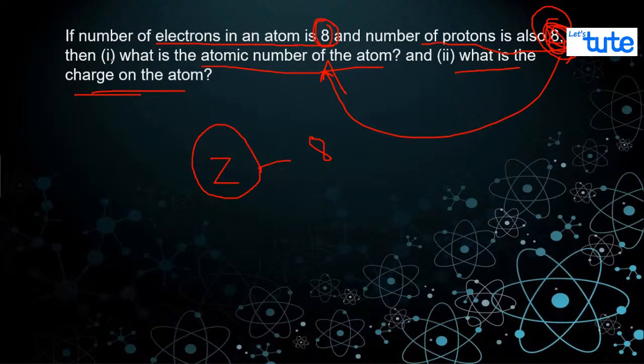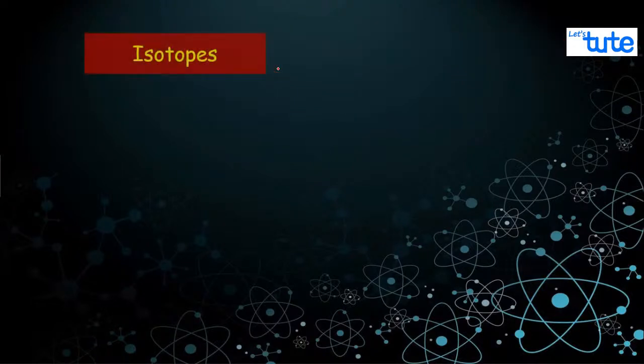So we just solved one question in which the number of electrons and the number of protons were given, and we were supposed to find the atomic number. So the atomic number of an atom is nothing but the number of protons, and what is the charge on the atom? The charge on the atom is neutral. There's no charge, it's neutral because the electrons and protons are neutralizing each other. Okay, let's move to what are isotopes.